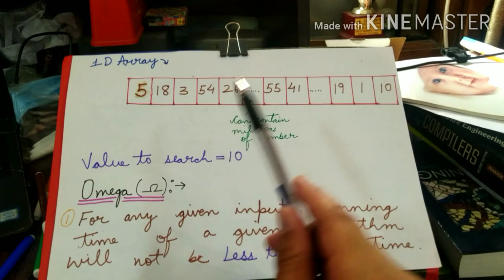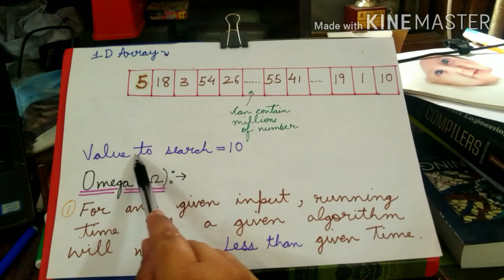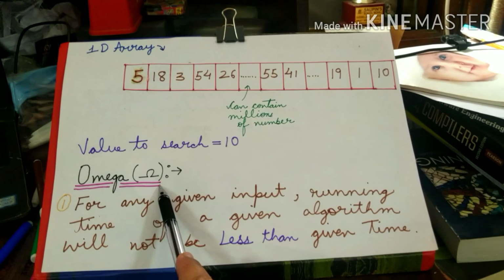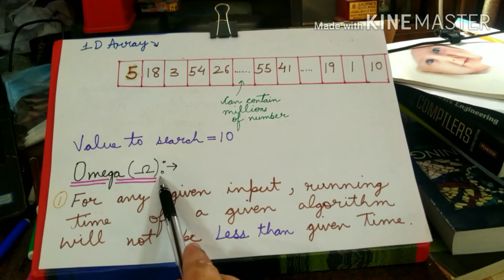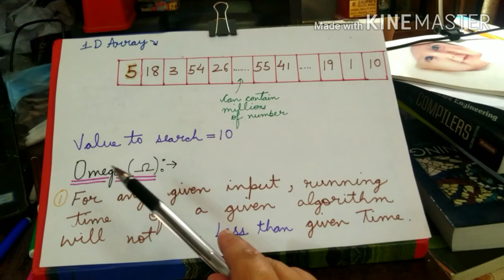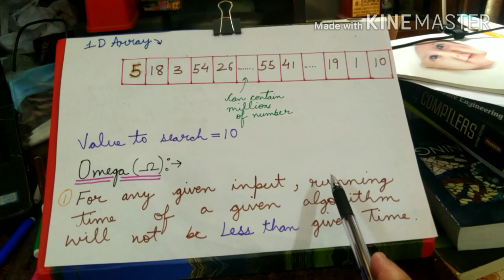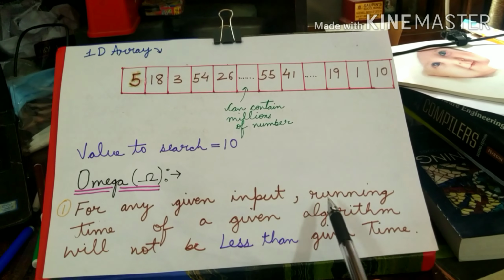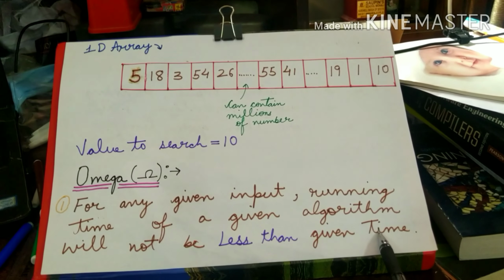So the first notation is the omega notation. So what is an omega notation? In the previous video, I explained that omega notation gives you the best case time complexity. It measures the lower bound. For any given input, the running time of a given algorithm will not be less than the given time.